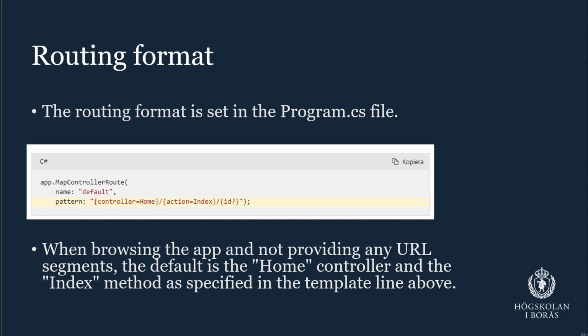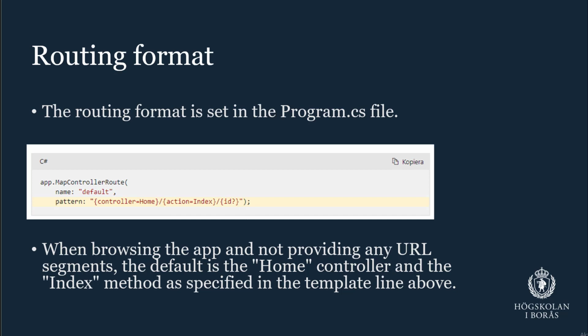So when activating these controller actions and parameters, we are actually talking about the routing format for our web page. The routing format is set in the program.cs file, and we can see here in our illustration that we have a pattern, and this is the default pattern to apply when URL requests are incoming to the web server. So when browsing the app and not providing any URL segments, the default is the home controller in this example, as we can see in the illustration.